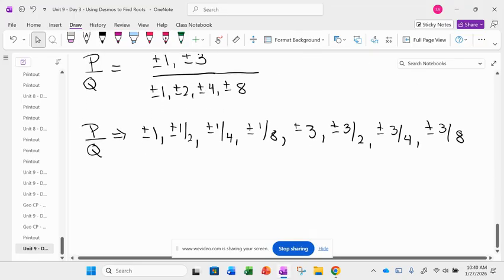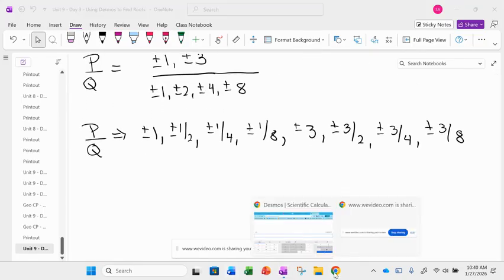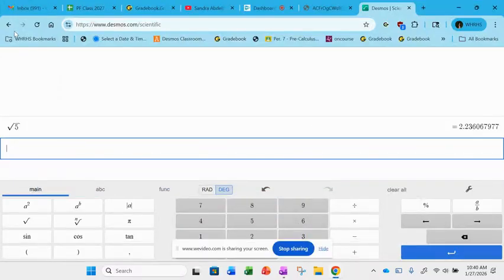All right, so now let's go to Desmos and see which of these will work.